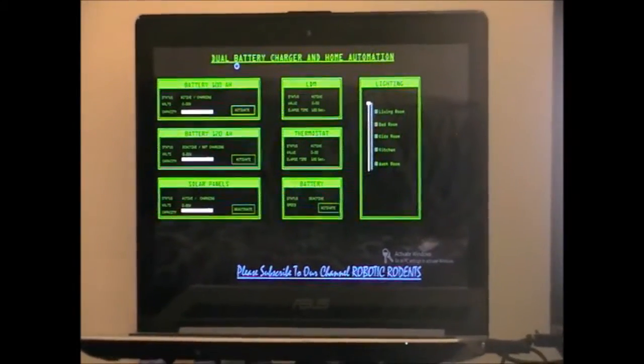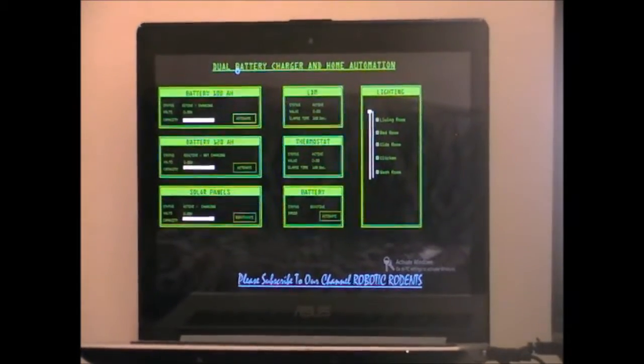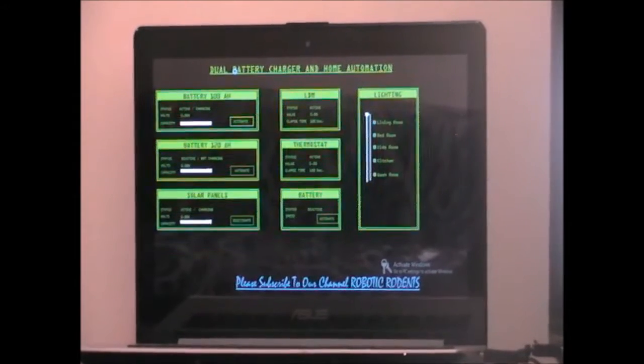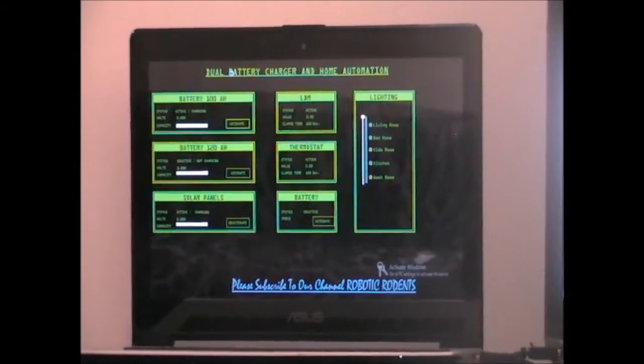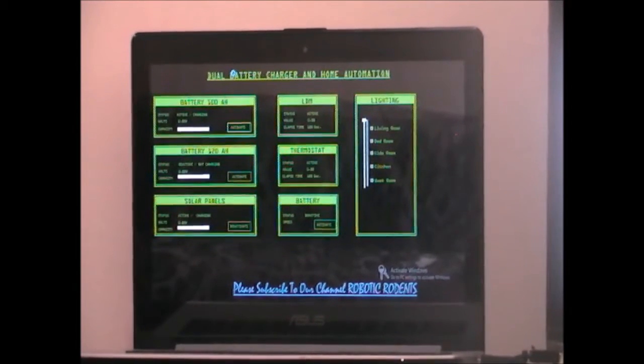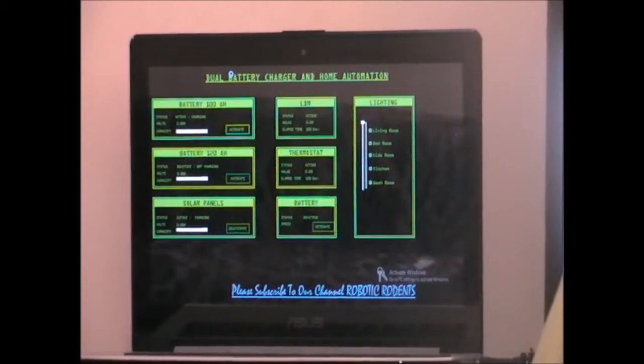So now the front end. As you can see, this is the software screen that will be controlling the whole system. At the moment, we have linked the battery banks, PV modules, light detection sensor, thermostat, battery ventilation and lighting system. So let's start with the battery section.